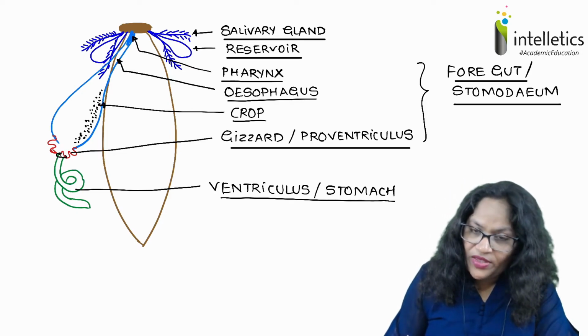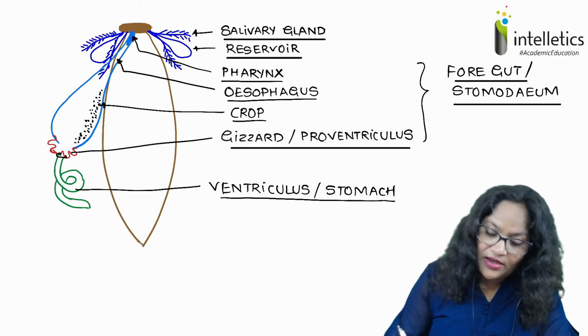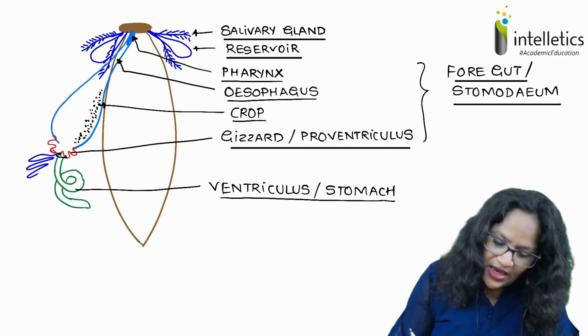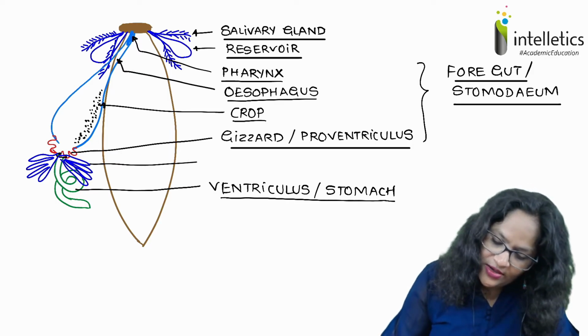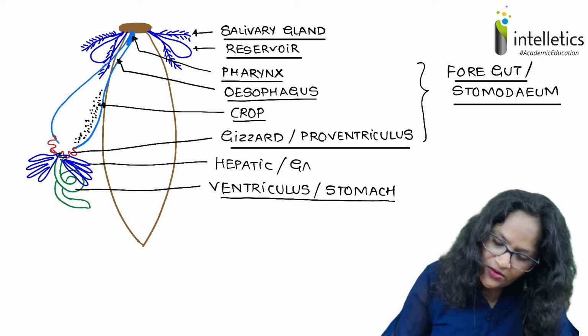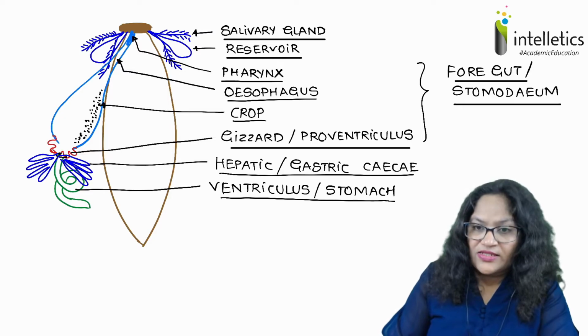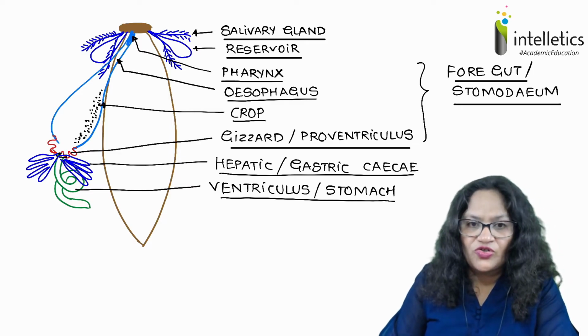Also remember, from here, the midgut starts, right? And at the junction of the foregut and the midgut, we find there are 8 finger-like appendages, and these are called as the hepatic caeca or also at times called as the gastric caeca. Caecum is generally used for singular one. Now, hepatic caeca or gastric caeca, they release many enzymes which will help in further digestion of the food.